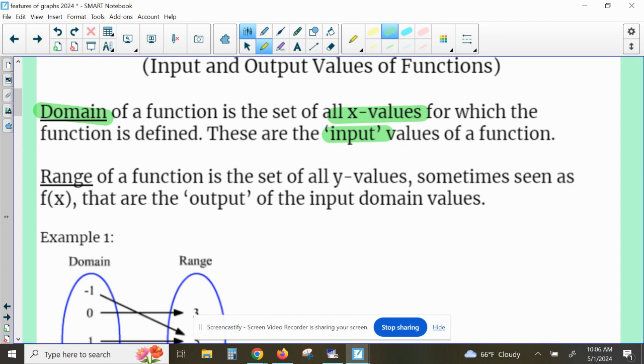Your range, I'll go pink. My range is a set of all my y values, and those are the outputs. So after you plug a domain in, you're going to get the output out.